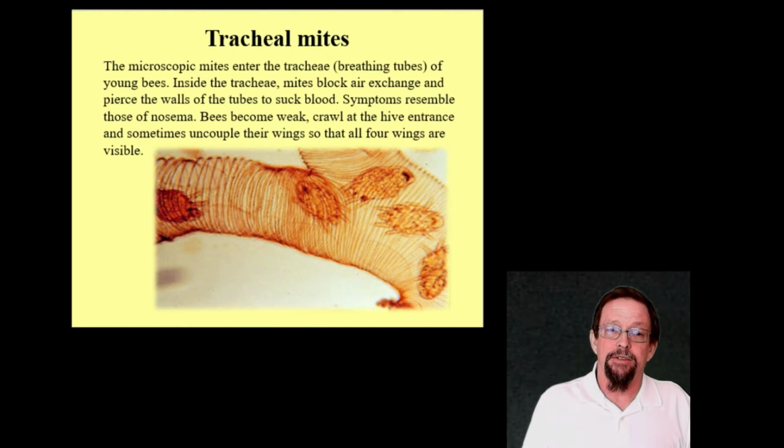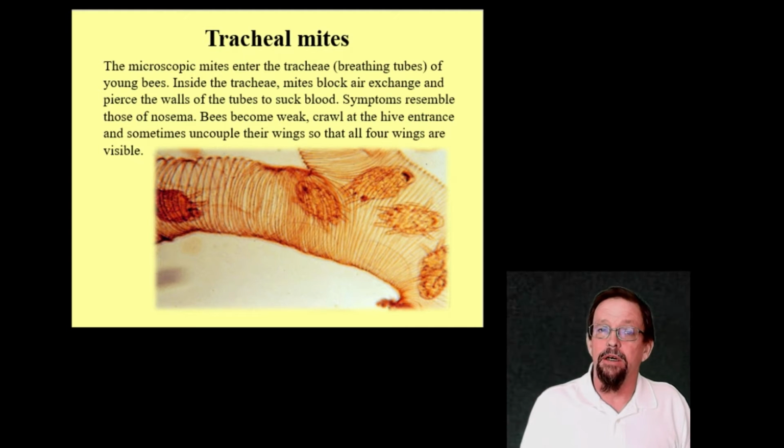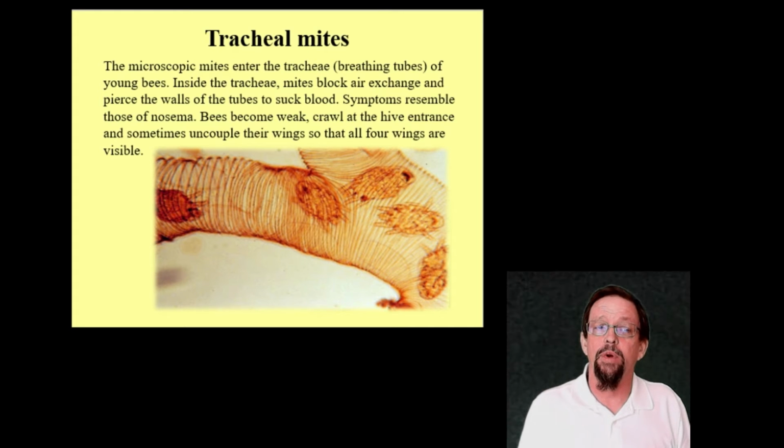Alright, on to pests. Tracheal mites. Tracheal mites are microscopic mites that enter the trachea, or breathing tubes, of young bees. Inside the trachea, the mites block the air exchange and pierce the walls and suck blood from the walls of the trachea. Symptoms resemble that of nosema. Bees become weak, crawl around at the entrance of the hive, and sometimes uncouple their wings so that all 4 wings are visible.